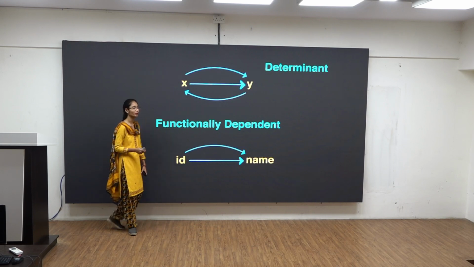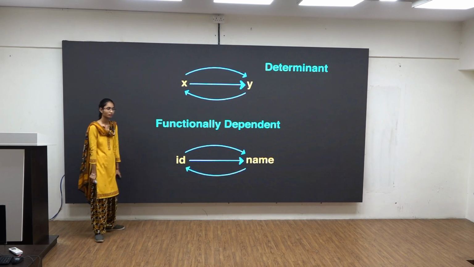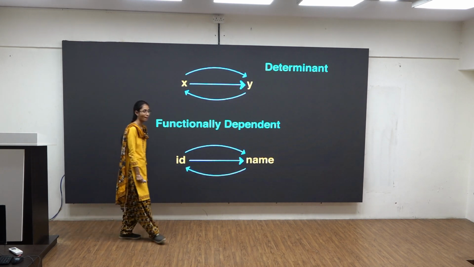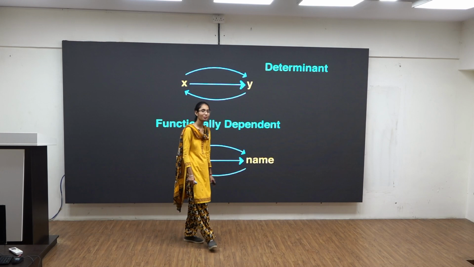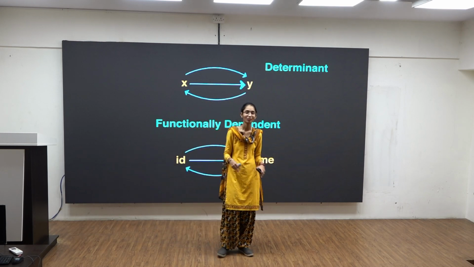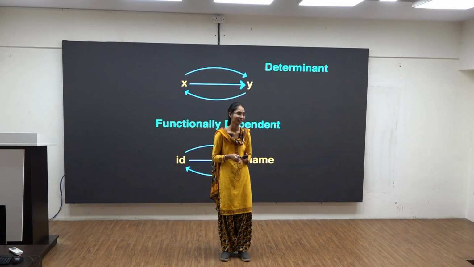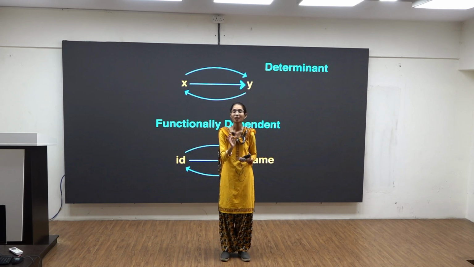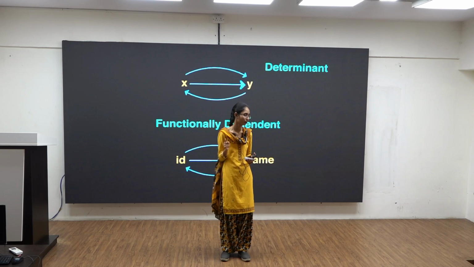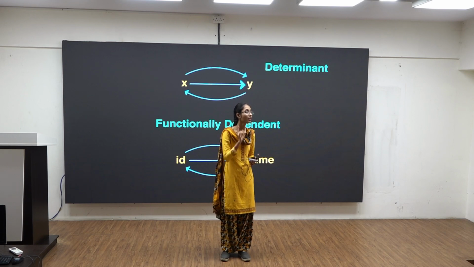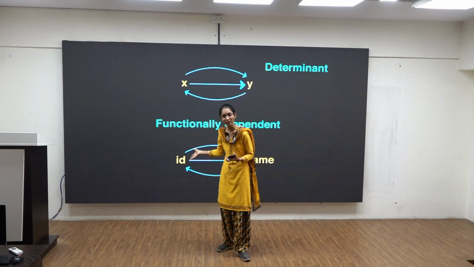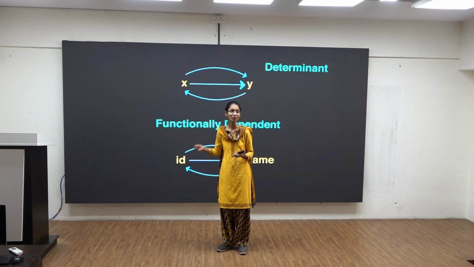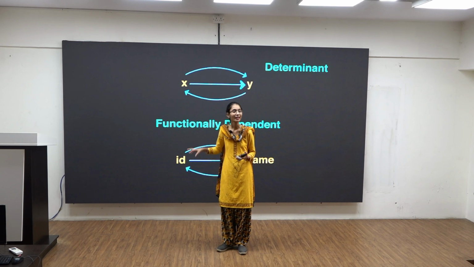So what do you mean by determinant here? Determinant means you are telling ID. What is determinant, I am asking? Any attribute which identifies or which determines the other attribute, we call that a determinant. In our example, ID is a determinant. Why? Because ID determines or identifies the name.